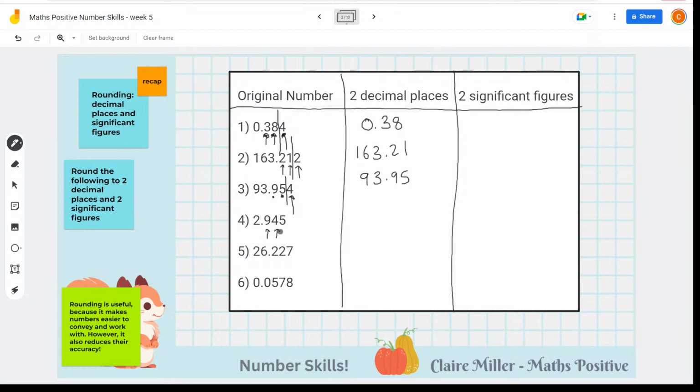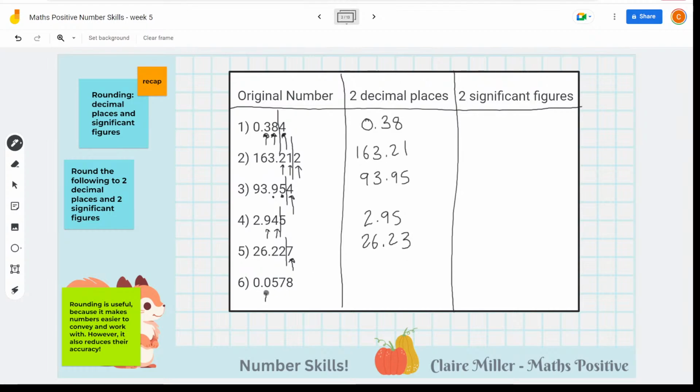So first, second, this is the decider. It's a 5, so we need to round up. 2.95. First decimal digit, second decimal digit, that's the decider. It's bigger than a 5, so we need to round up. 26.23.